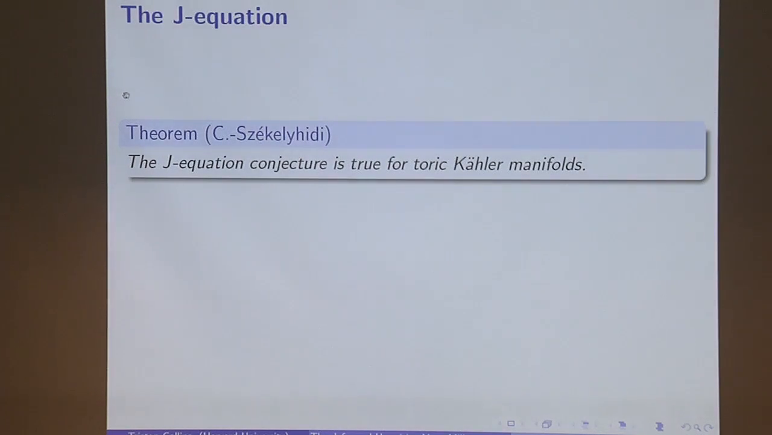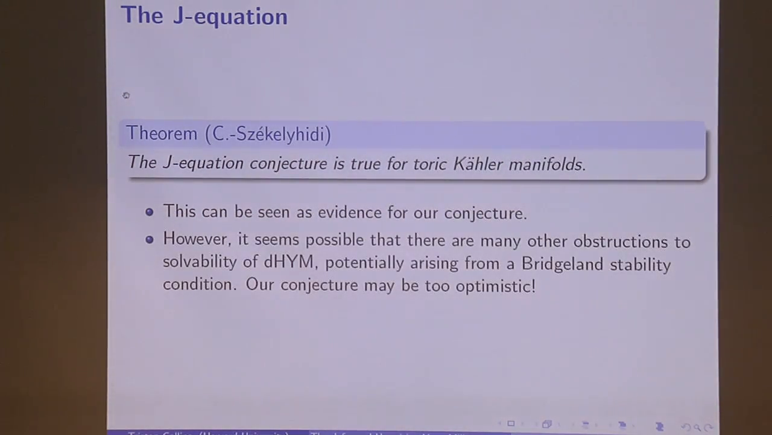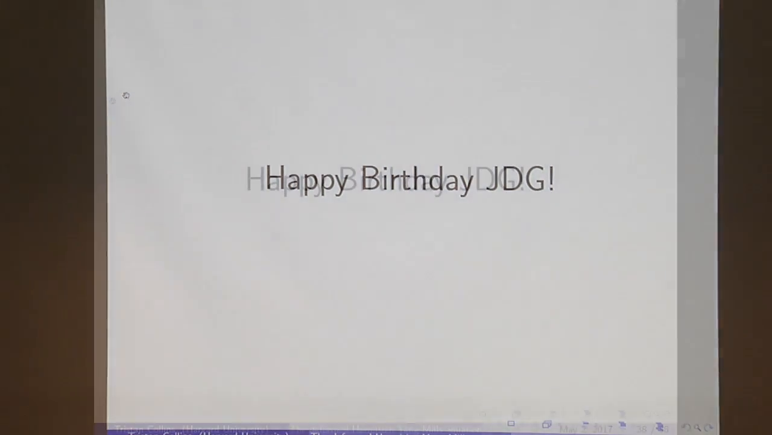So this you can think of as some evidence for our conjecture, if you're being optimistic. On the other hand, it seems quite possible that there could be other obstructions coming from some Bridgeland stability condition, which is yet to be constructed in general on Calabi-Yau threefolds, which could also provide some obstruction to the solvability of deformed Hermitian Yang-Mills, which we're not seeing by this somewhat simplistic construction of integrating this subsolution condition over subvarieties. So it may be the case that our conjecture is too optimistic, but there seems to be some good evidence for it. So I'll stop there. And happy birthday, JDG.